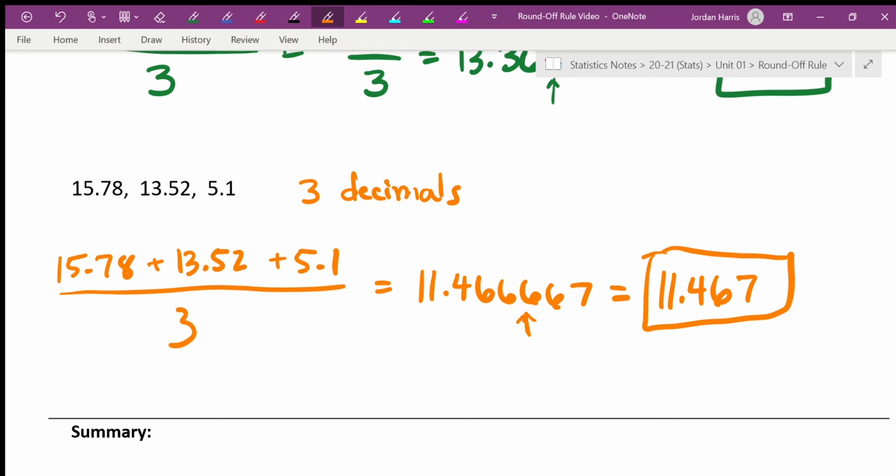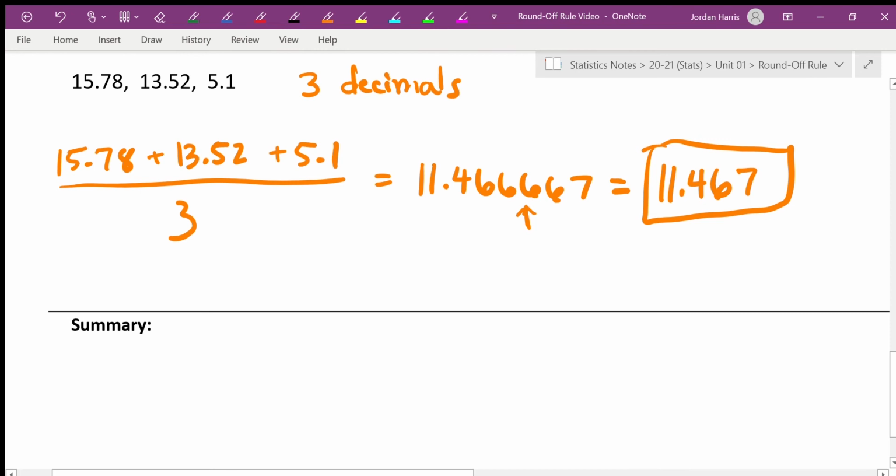And there you have it. That is the round off rule: 1 more decimal than the data. Using normal rounding rules, 5 or higher, round up, 4 or lower, round down. Remember, we look at the next decimal place.